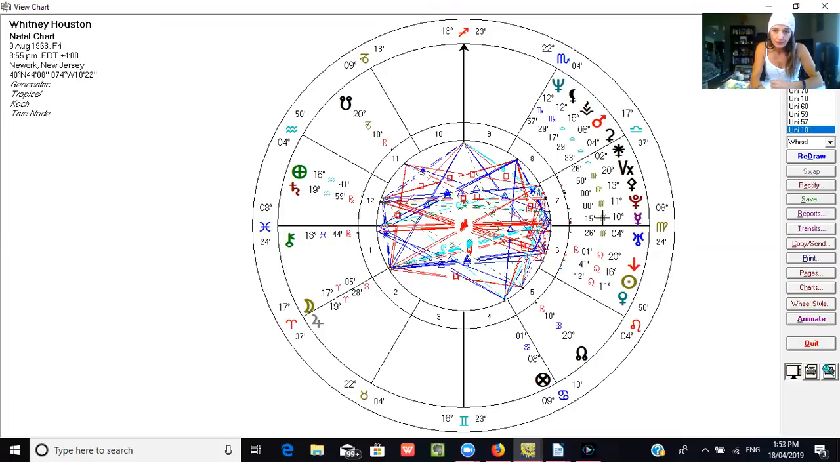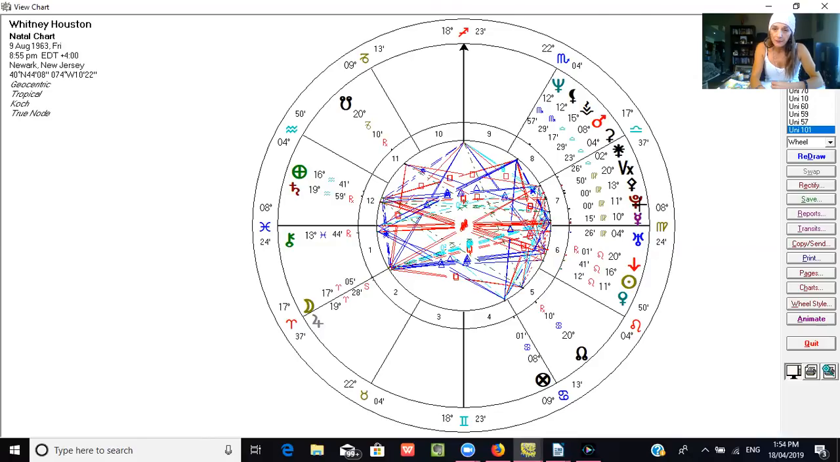So Pluto at 11 degrees of Virgo forms a quincunx, or inconjunct, to the moon and Jupiter in Aries, and it forms a quincunx or inconjunct, those two words mean the same thing, okay, to Saturn. So Pluto, as you can see, is at the apex point of this yod, okay? So that's what a yod configuration looks like.